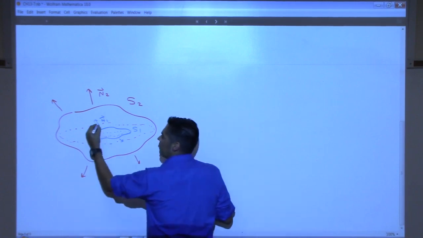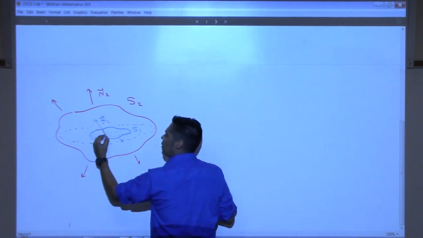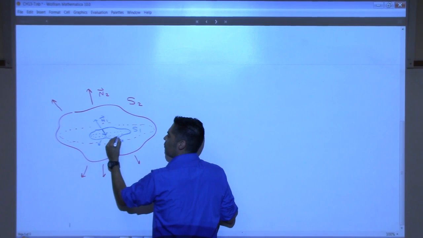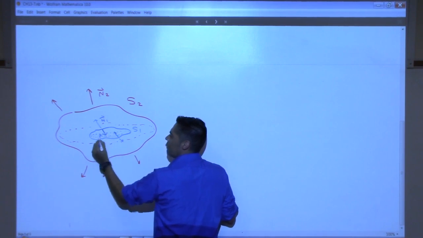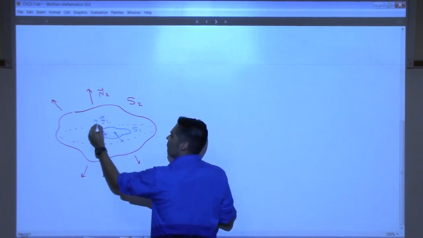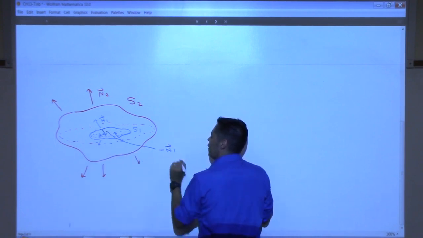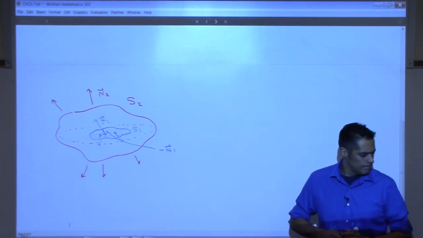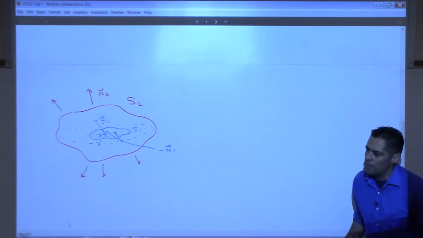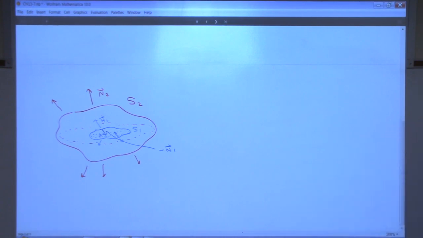So if I take this vector and point it inward, that would be the opposite orientation, wouldn't it? And that vector that points in would be negative n1, wouldn't it? Understand the picture of what's happening here?